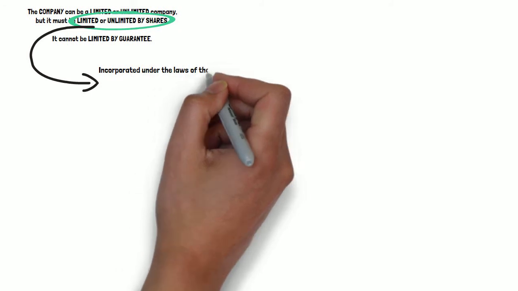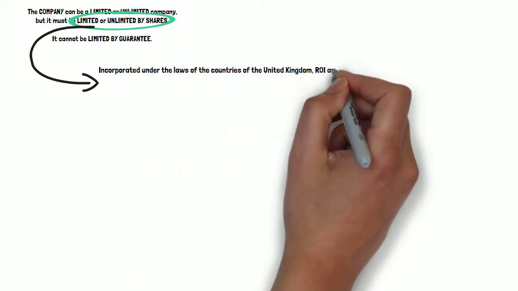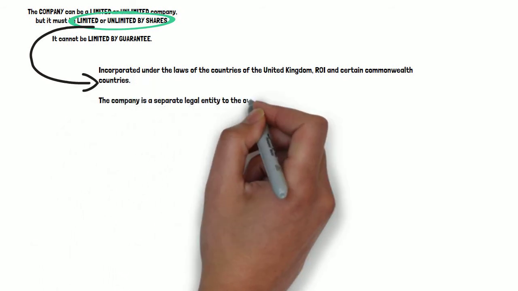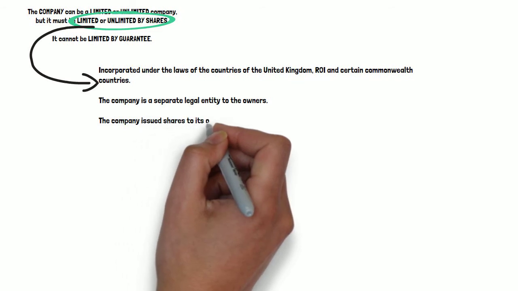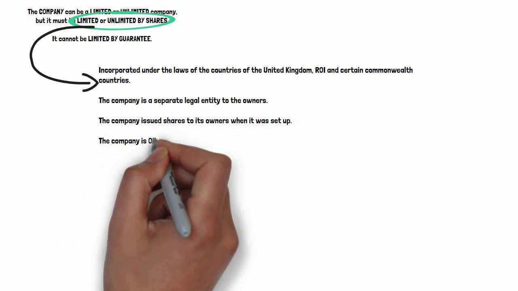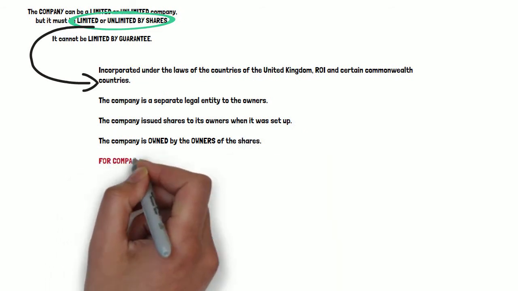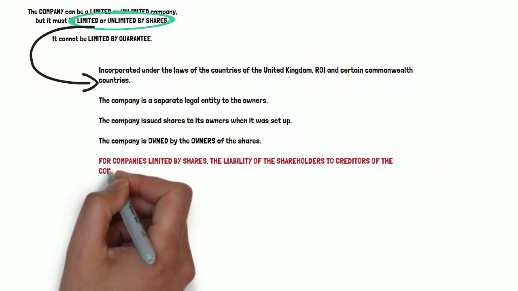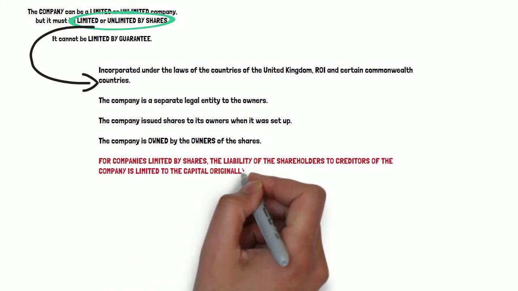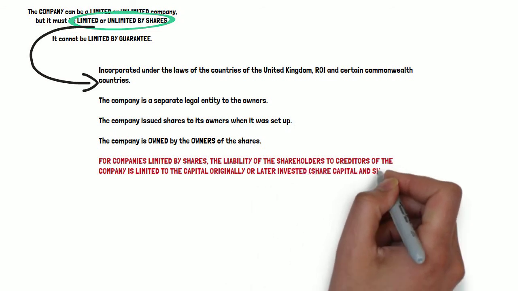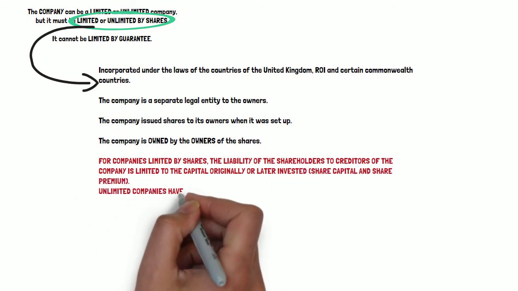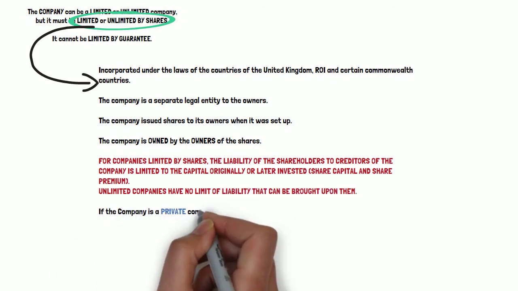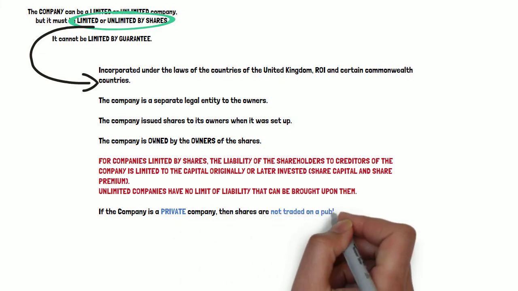Now, you may not have heard that term before, so let me just quickly define what the two are. So in this case, we're talking about companies that are incorporated in the United Kingdom, the Republic of Ireland, and other Commonwealth countries. Within this incorporation, the company is a separate legal entity to the owners. Now, that's shared between companies that are limited by shares and limited by guarantee. However, companies limited by shares issue shares to its owners when they are set up, and the company themselves is therefore owned by the owners of the shares.